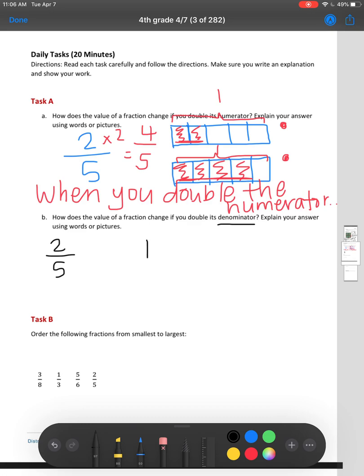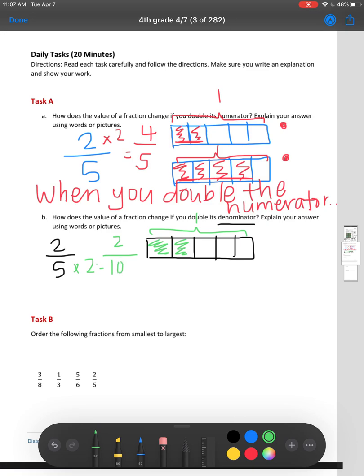And again, I'm going to come over here and show this. Actually, I'm going to make that a little bigger, a little longer. I'm going to show this as 2/5. So again, 1, 2, 3, 4, 5. And I'm going to shade in 2. This whole thing is 1 whole. So now I have 2/5. Now I need to double my denominator. So I'm going to take my denominator, which is 5, and 5 times 2 gives me 10. So now I have 2/10.